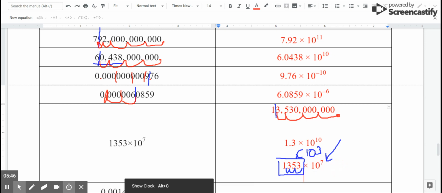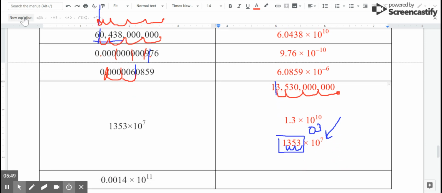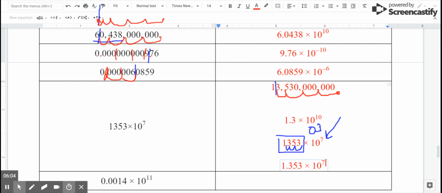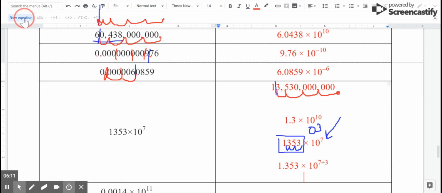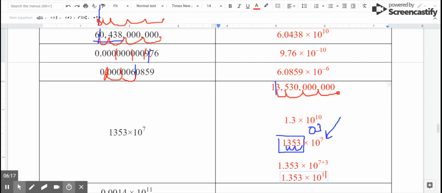So my first number became smaller. It went from a number bigger than 1,000 to 1.353. So I made it smaller by a factor of 10 to the 3rd power. So I have to compensate for that by making my magnitude bigger by 10 to the 3rd power. So it's going to be 10 to the 7 plus 3. So my final answer then becomes 1.353 times 10 to the 10th.